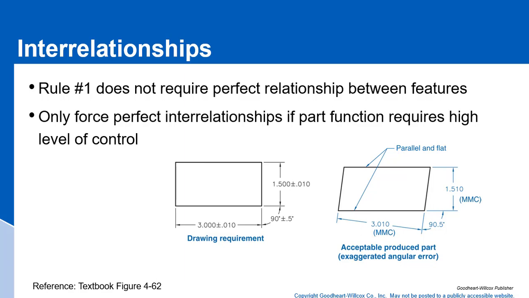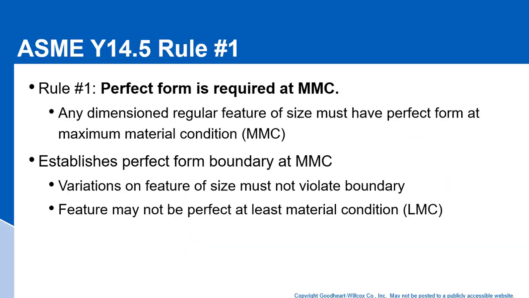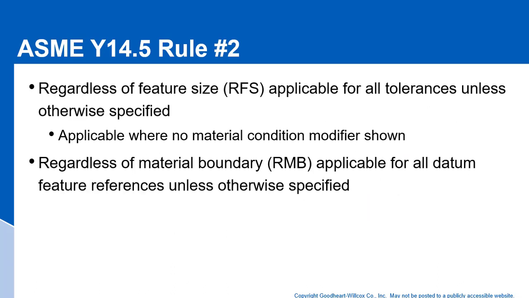Okay, this is an introduction to rule 1. Perfect form is required at MMC. Now that being said, let's introduce number 2. Number 2 says, regardless of feature size, RFS is going to be applicable for all tolerances unless otherwise specified. Okay, so what we're saying here is the regardless of feature size modifier is assumed if we don't specify any other modifiers. So if we want our tolerances to apply at MMC, for instance, we have to use a modifier, because if we don't use a modifier, RFS is applicable.